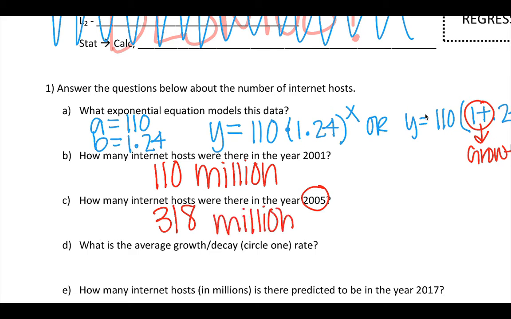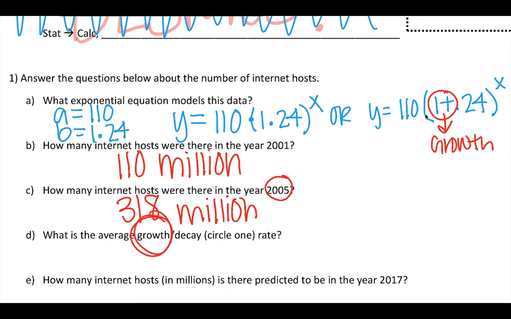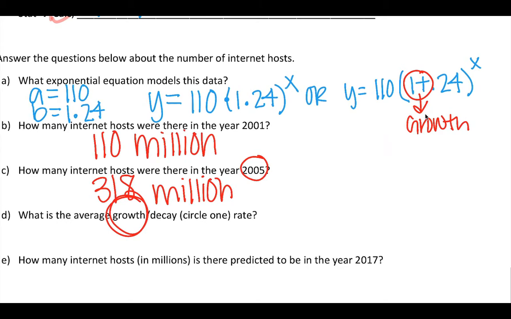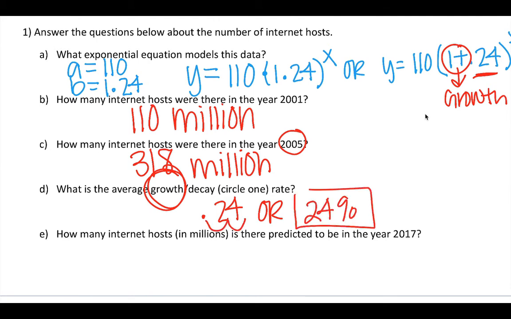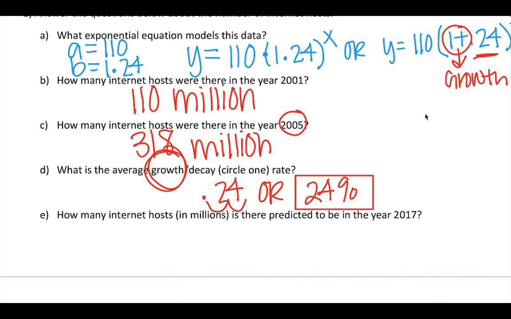And it says, what is the average growth or decay? And again, we already said it was growth, and it's growing by, we can't include the 1, but it's growing by the 0.24. Or I would prefer, if you move that decimal over, it's going to be 24%. Because it's a rate. Rate should always be a percentage. And it says, how many internet hosts in millions are there predicted to be in 2017?